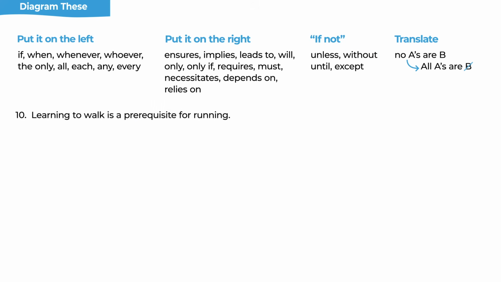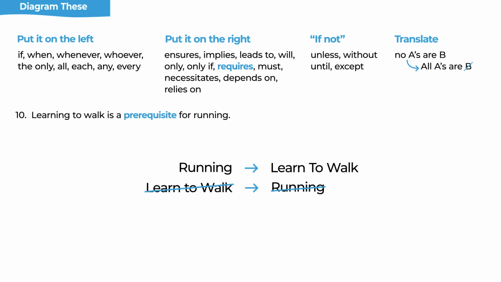Number 10 uses the word prerequisite, which is not on this list, but it's similar to requires. It should feel like it lends itself to thinking, what's the necessary thing? What's required? Learning to walk is a prerequisite. So learning to walk has to go on the right, where required things go. Running requires that you've learned to walk. If you haven't learned to walk, good luck running.